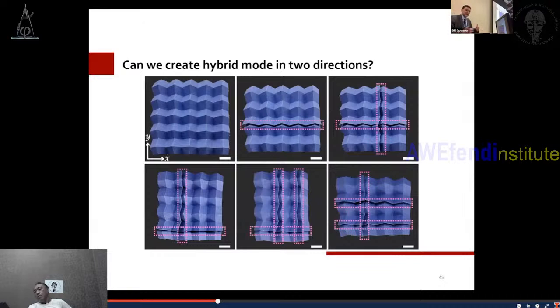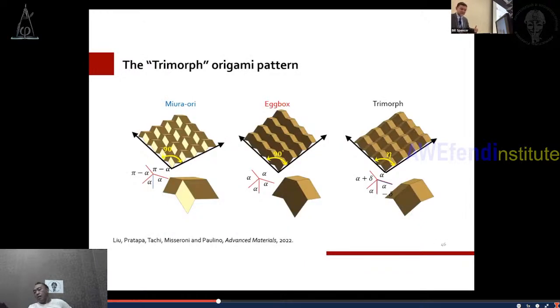Okay, but with the morph, we are only creating hybrid modes in one direction. And the key idea is, can we do this in more than one direction? And then we did this with the trimorph pattern that is illustrated here. And these are, for comparison, I put here the Miura, the egg box, and the trimorph.